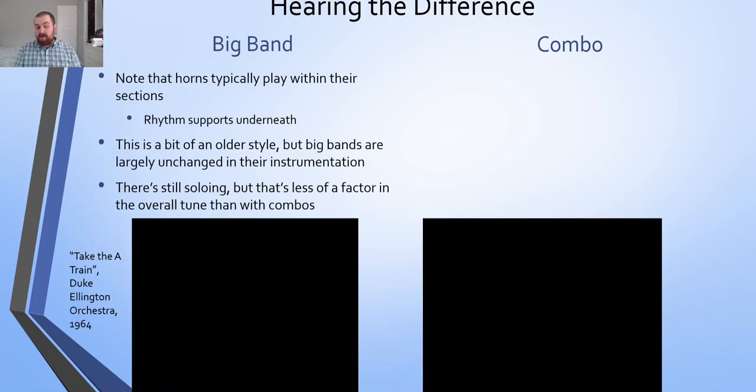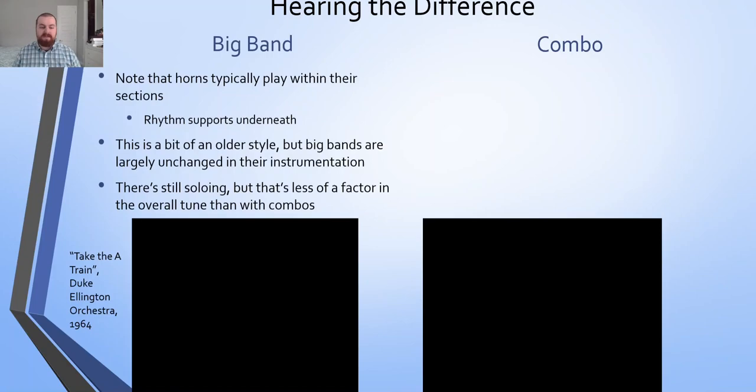Okay. So this is a bit of an older style in the video we're about to watch, but big bands have largely remained unchanged for 80 years. Okay. Once we figured out what a big band was, which was a saxophone section, a trombone section, a trumpet section, and a rhythm section, once we figured that out, it's been largely unchanged. Unlike combos, which, as I've mentioned, are a little bit more flexible in their instrumentation.